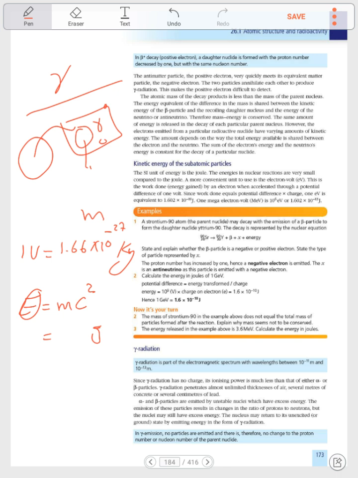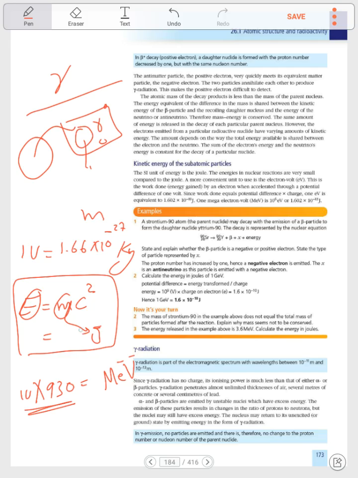But we can multiply the value by 930. If we take one atomic mass unit multiplied by this number, we will have the value in mega electron volt, okay? So we can change the mass to energy in joule by multiplying the mass by the speed of light squared, or by multiplying the amount of atomic mass units by 930. In this way we'll have mega electron volt.